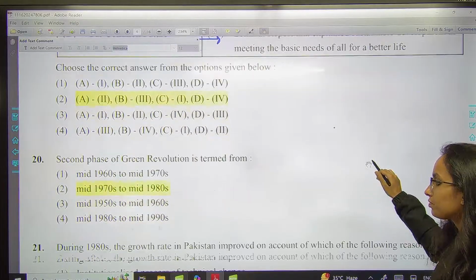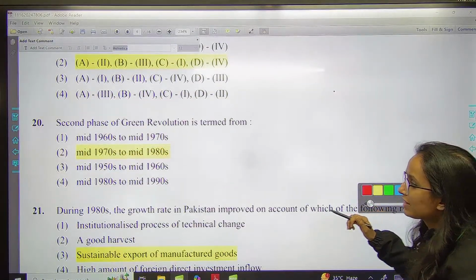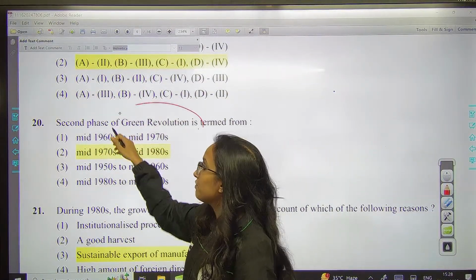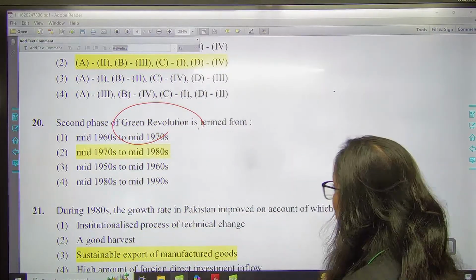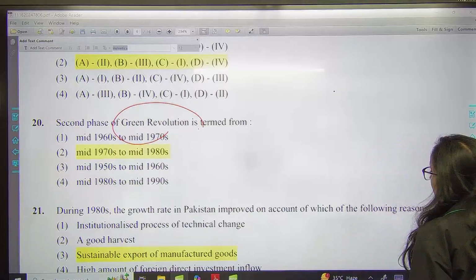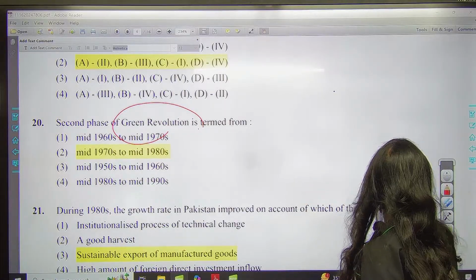Option 2. Then they have asked about the second phase of the green revolution. So green revolution, white revolution, all these important or major revolutions, again a very important topic for you. The phase of the green revolution, you know, was mid 1970s to 1980s.